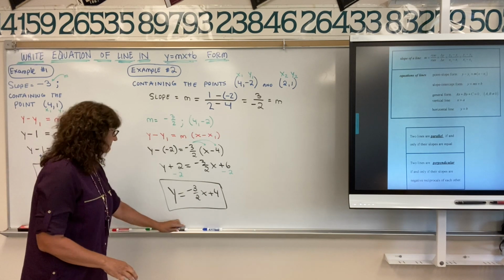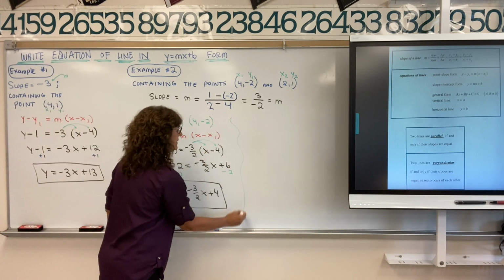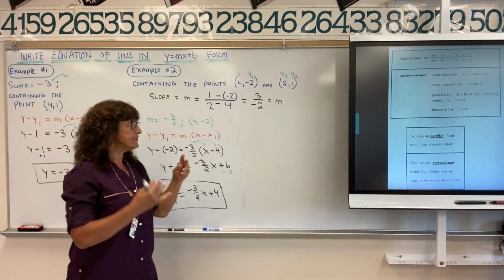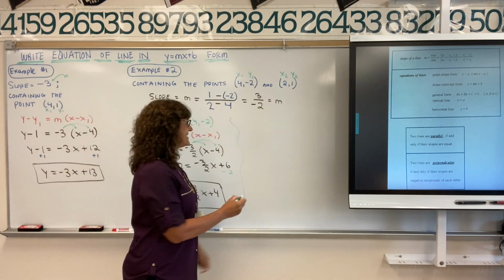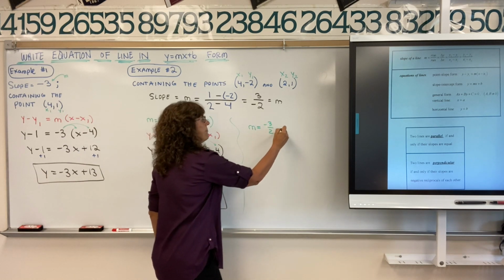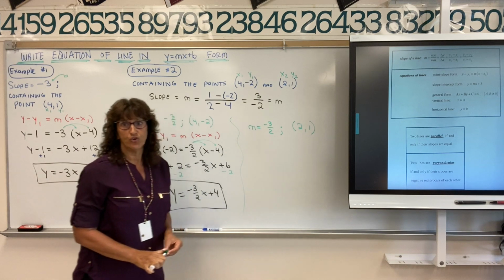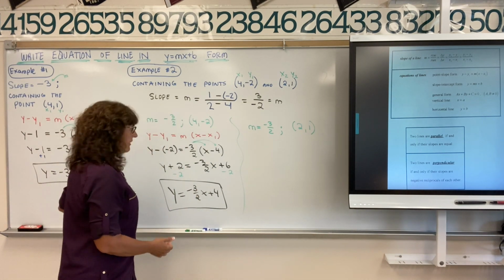Here's the equation. But we have to do this one more way, don't we? What if, instead of using the point 4, -2, we use 2, 1, the other point instead? So we'll have our slope of -3/2, but we're going to use the 2, 1 instead of the 4, negative 2. What if we use the other point? Is that going to change anything? All right, well, let's see.